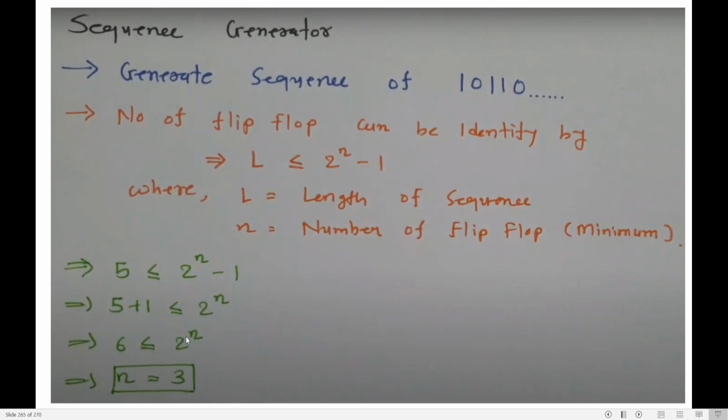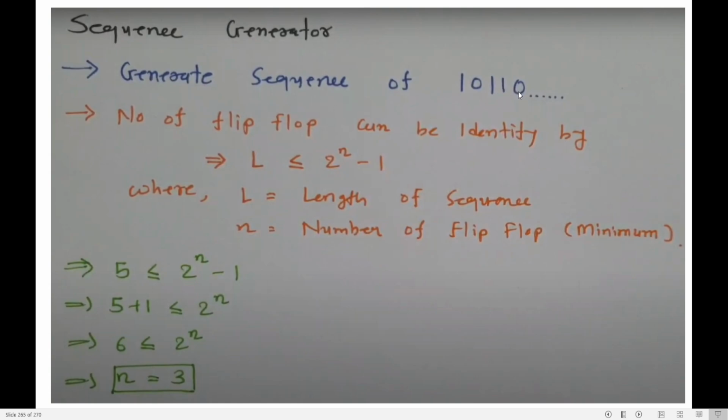If I assume n to be 2, then 6 is less than or equal to 2 power 2, which is 4. But 6 is greater than 4. So make this n value 3. 2 power 3 is 8: 2 twos are 4, 4 twos are 8. So is 6 less than or equal to 8? Yes. So n value should be what? 3.